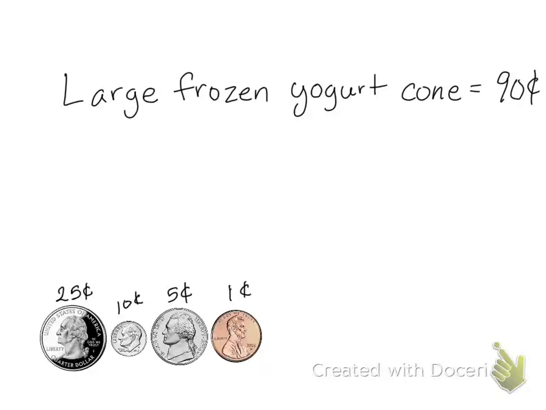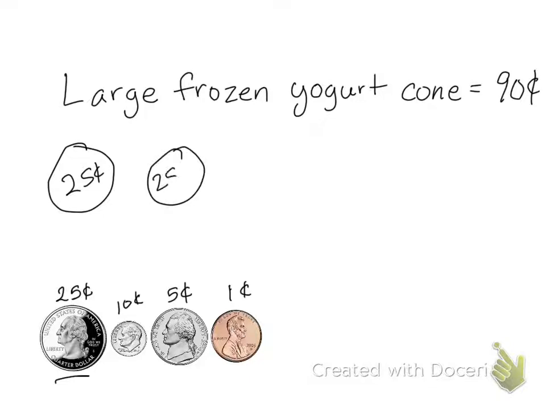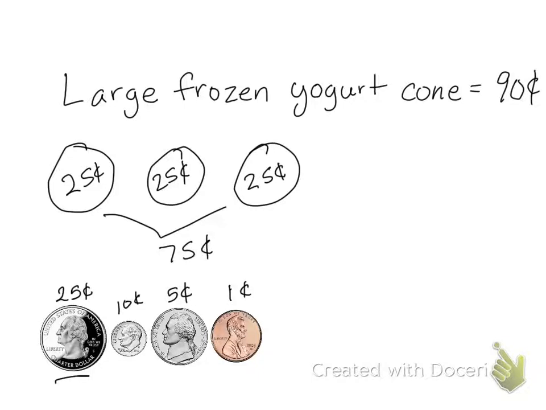Okay, so since we want to use the fewest number of coins, I'm going to start with the quarters. So I would have 25 cents. 2 would be 50 cents, and then 3 would be 75 cents. So here I have 75 cents so far. I can't use another quarter, because if I used another quarter, I'd end up with $1, and that's more than 90 cents. So now I'm going to switch over to the dimes. So 75 cents plus 1 dime equals 85 cents. Okay. So I can't use any more dimes, because if I did, that would be 95 cents.